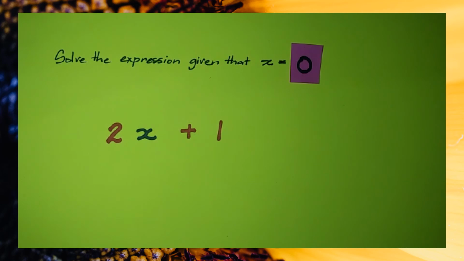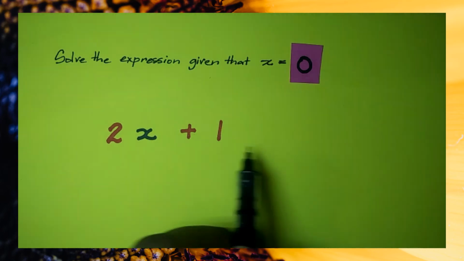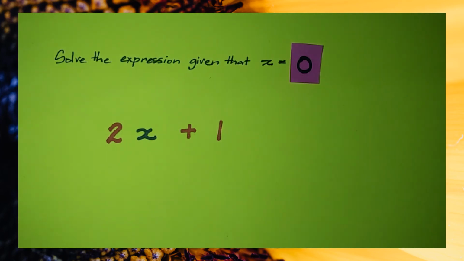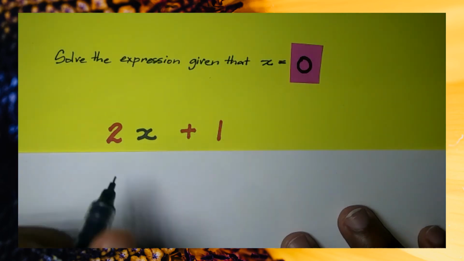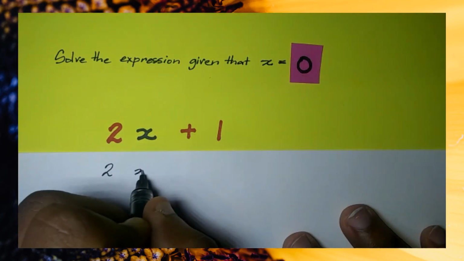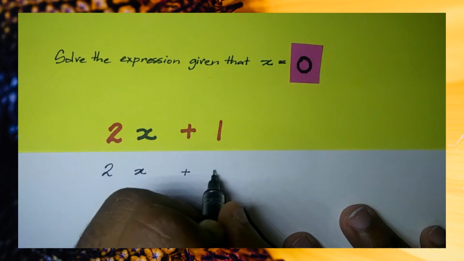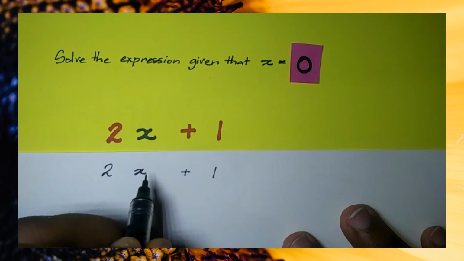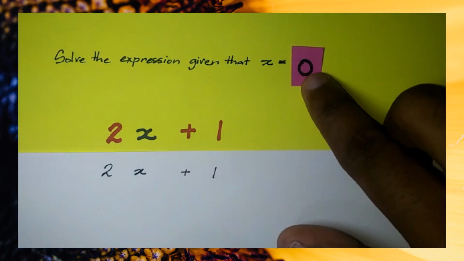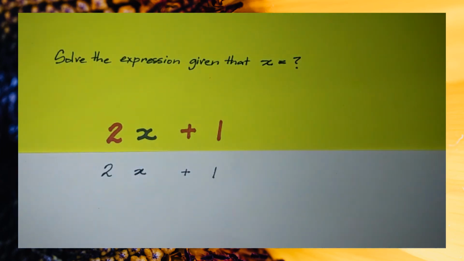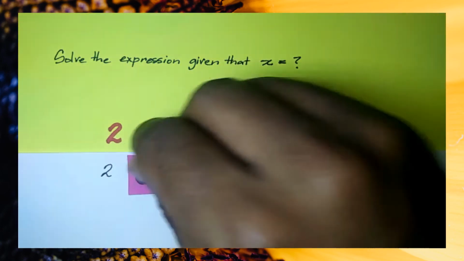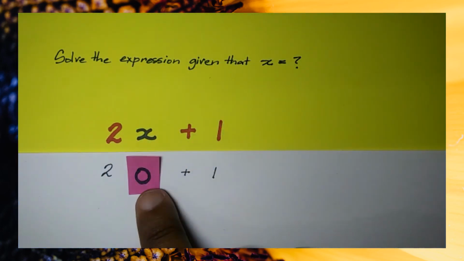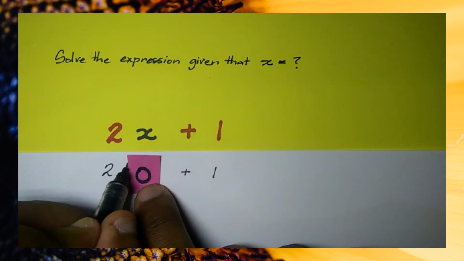But this time, suppose x was 0, or given that x was 0, what would be the value of this expression? Well, as we did before, we could rewrite the expression 2x plus 1. Wherever I see this x, I'm going to replace it with its actual value. So I'm covering up this x with its actual value. And remember, when I'm substituting, I'm putting it in brackets.